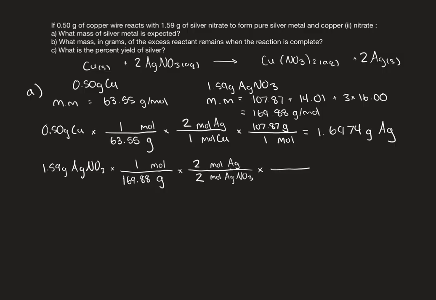Now to convert to grams of silver, once again we use the molar mass. So 107.87 grams per 1 mole. Put that on my calculator and I get an answer of 1.0096 grams of silver.